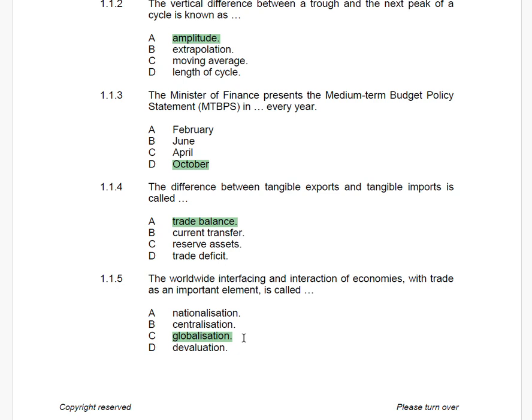Why is the correct answer globalization? Because globalization refers to the increasing interaction and interdependence of nations around the world through trade, investment, and cultural exchange, and the flow of information and technology. This process involves the movement of goods, services, capital, people, and ideas across borders, leading to greater interconnectedness and shared challenges in the community. That is why globalization is the correct answer, because it is a worldwide interfacing and interaction of the economies.